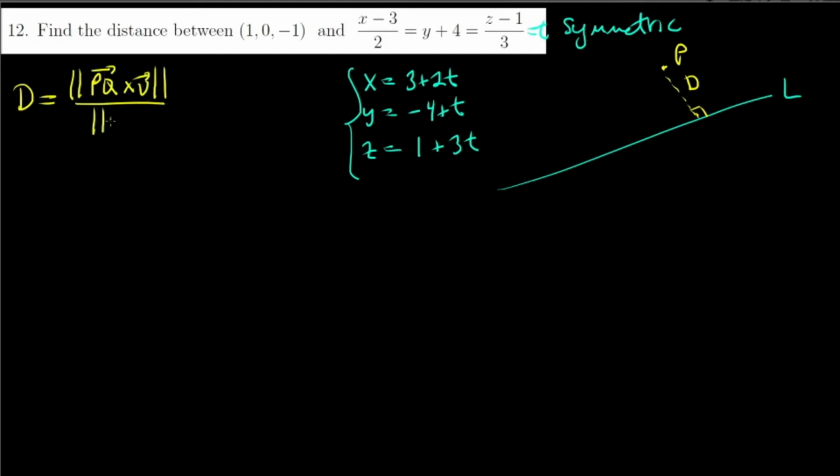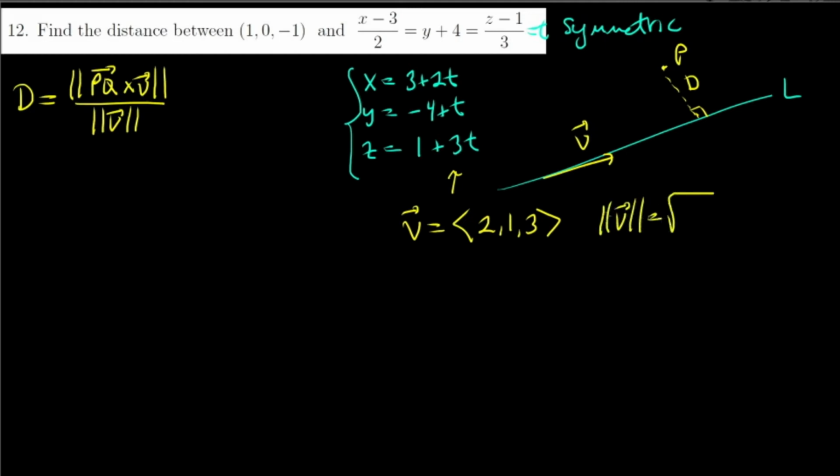by the magnitude of v, where v is just the direction vector for the line, and you can get that from the coefficients of the parametric equations. So v is just a vector with components 2, 1, 3. And why don't we just take the magnitude right now? It's the square root of 4 plus 1 plus 9, which is the square root of 14.